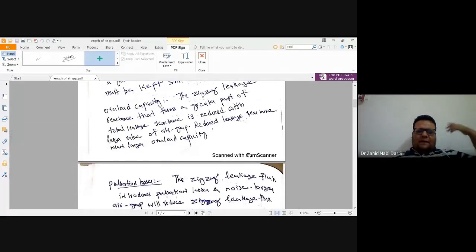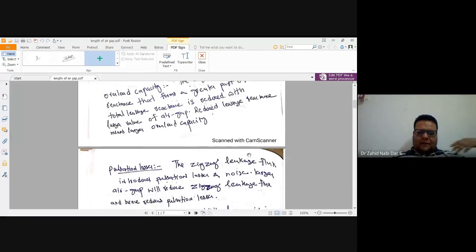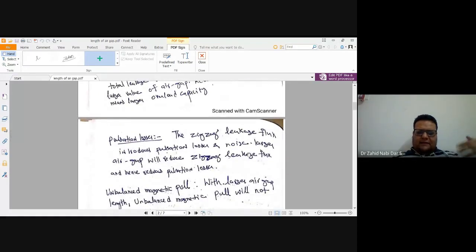Now one more thing is the pulsation losses. These are the factors that are governing the leakage reactance. The zigzag flux introduces pulsation losses and noise. Now what are these pulsation losses? When you are operating a machine, there will be some pulsations, and a larger air gap will reduce the zigzag flux and reduce losses.